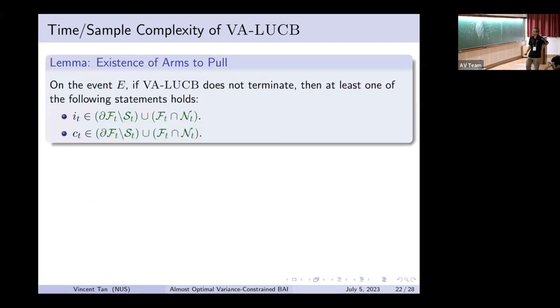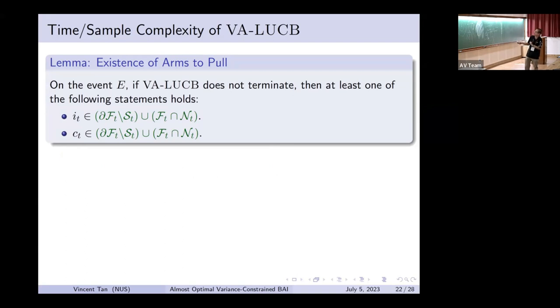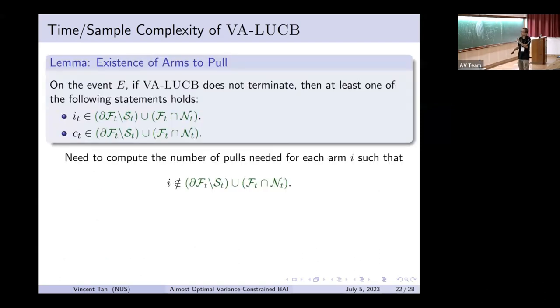What we can show is that on the event E, which is the typical event, if the algorithm does not terminate, then I can find at least one arm that is the empirically best feasible arm together with a challenger arm in this set here. This set is the neighborhood set, this green part here. So we just have to compute the number of pulls of each arm i such that the confidence intervals are sufficiently small so that this particular neighborhood turns out to be empty.